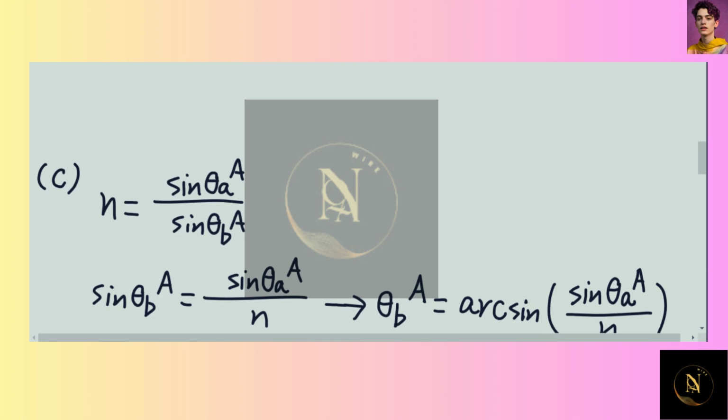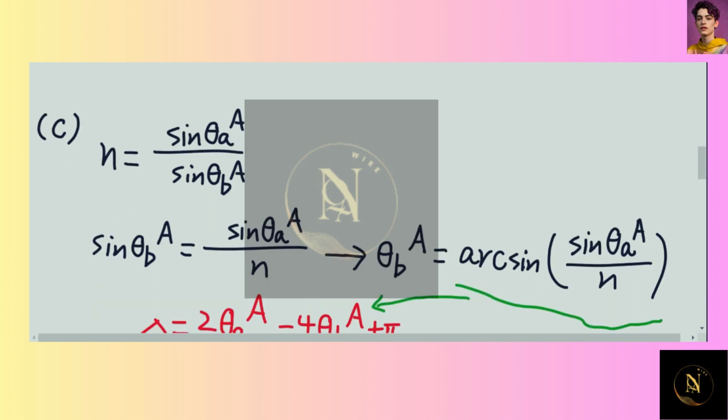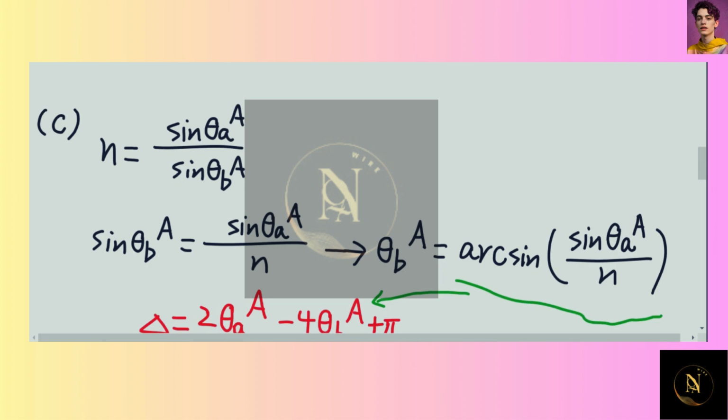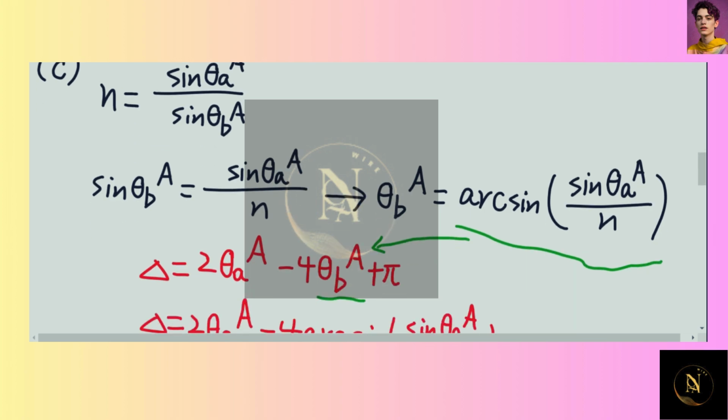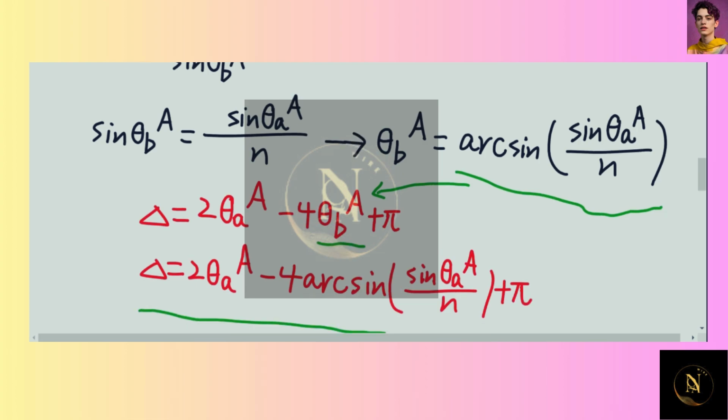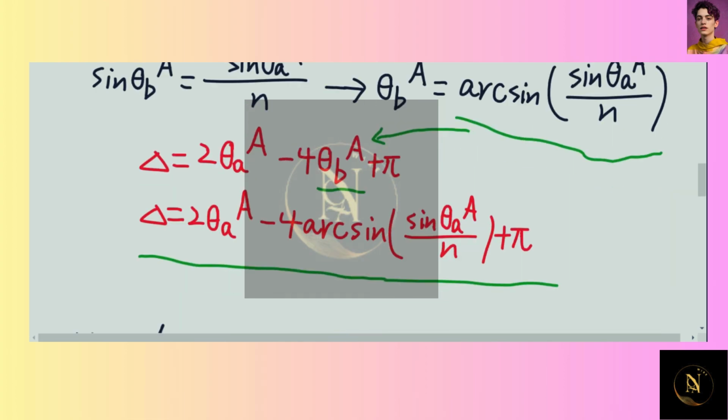And for question C, we know n, which is the refractive index of the water, is equal to sine theta AA over sine theta BA. And we know sine theta BA is equal to sine theta AA over n. So therefore, we have theta BA is equal to arcsin of sine theta AA over n. And as you can tell, we can substitute the arcsin of sine theta AA over n for the theta BA. So eventually, we have delta is equal to 2 theta AA minus 4 arcsin of sine theta AA over n plus pi.